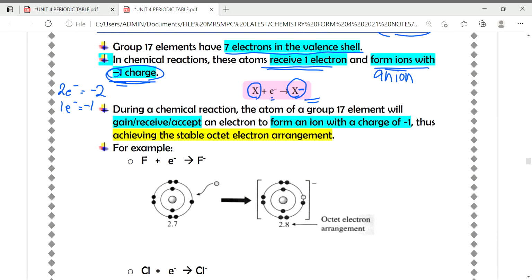Alright, so during a chemical reaction, the atom of a group 17 element will gain. Kalau tak nak pakai perkataan gain, kita pakai perkataan receive or accept. Accept berapa elektron? 1 elektron, singular. Alright, to form an ion with a charge of -1, thus achieving the stable octet electron arrangement.